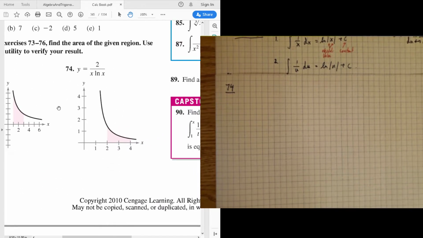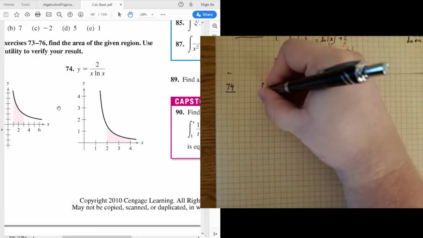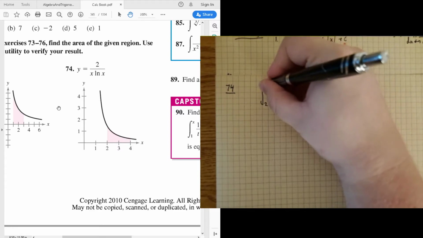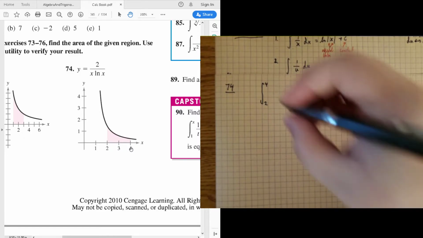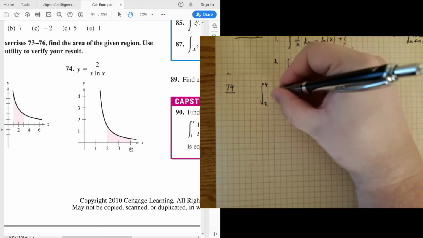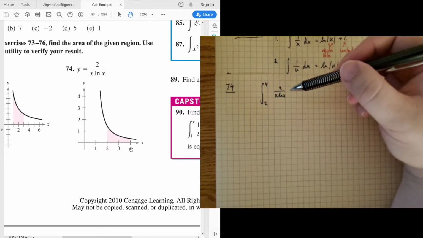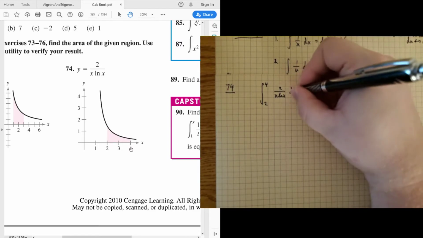There we go. So remember, in order to write this as an integral, let's take a look at the function. First, what are the boundaries? Well, the boundaries are 2 and 4. They're where the x values start and where the x values stop. Next, the function: 2 over x ln of x. Notice why I chose this one is because it looks really similar to the last one. Okay? And we're doing it with respect to x.